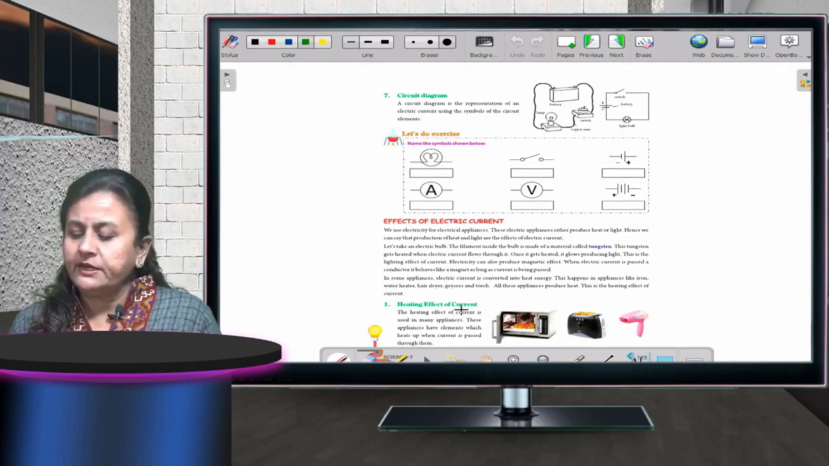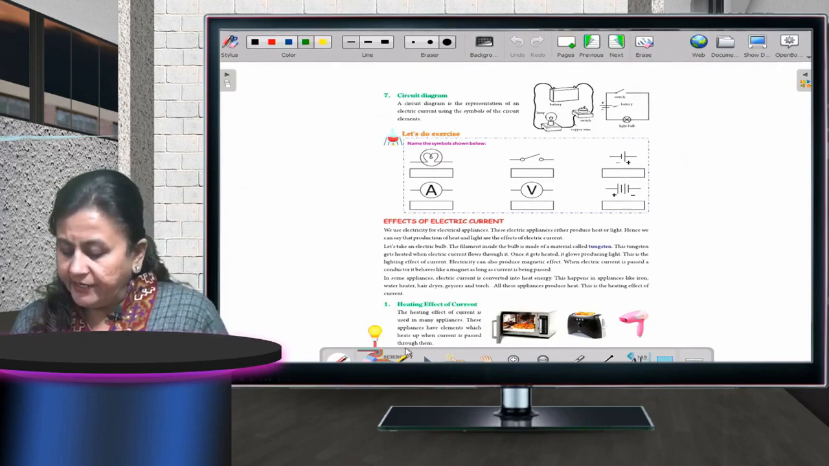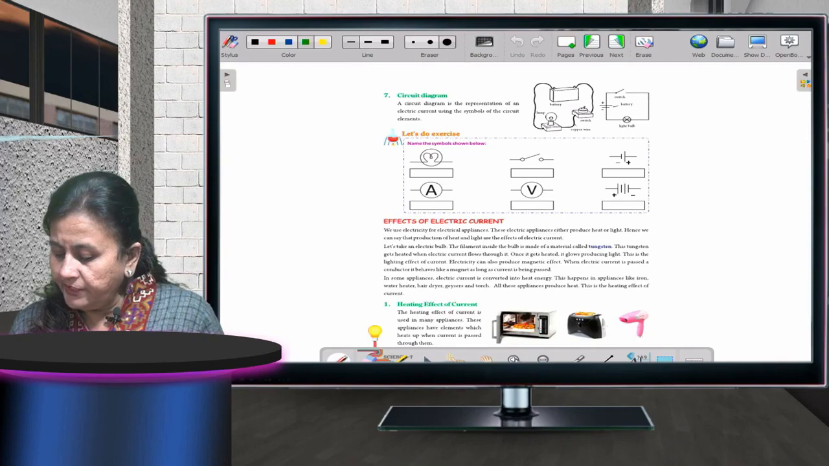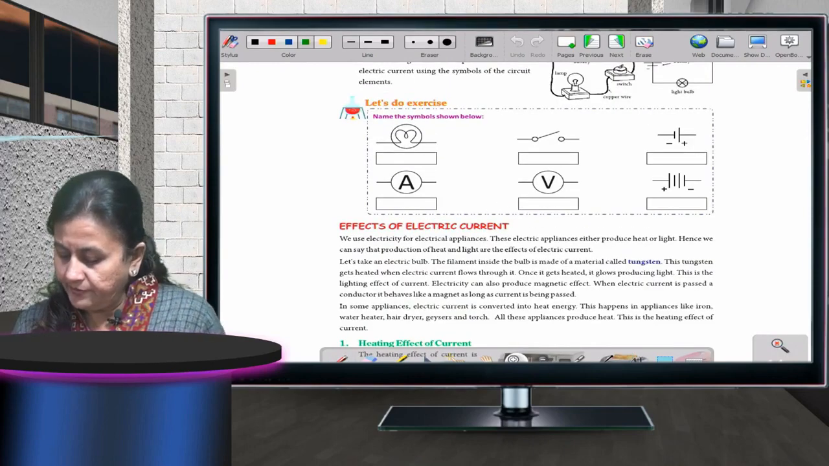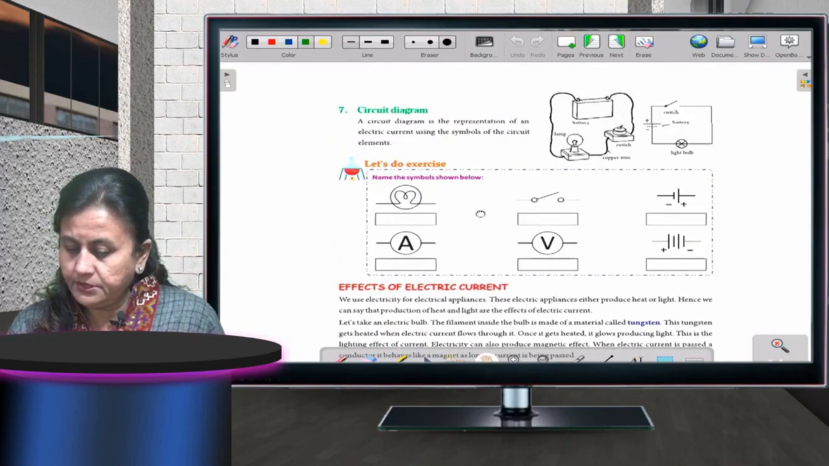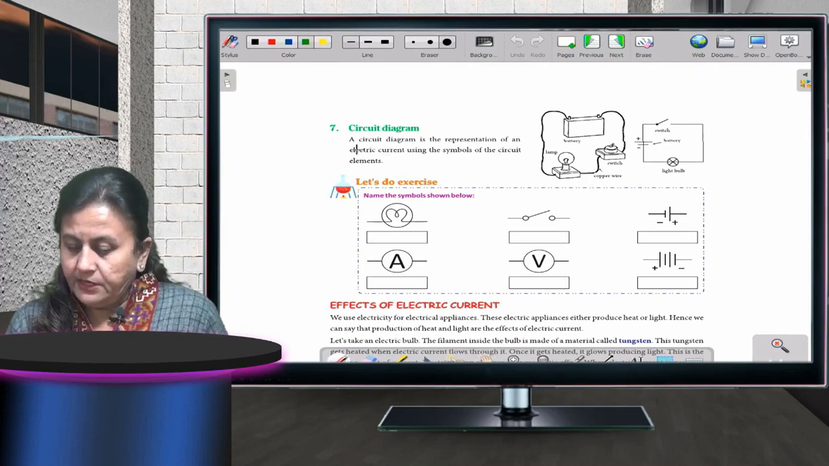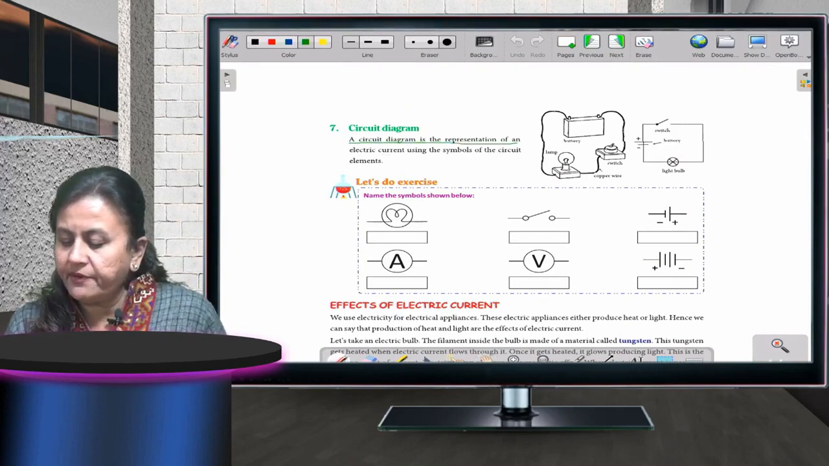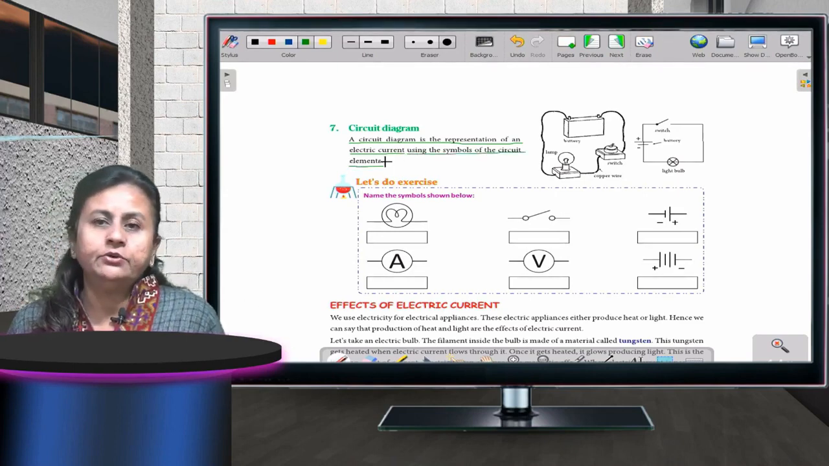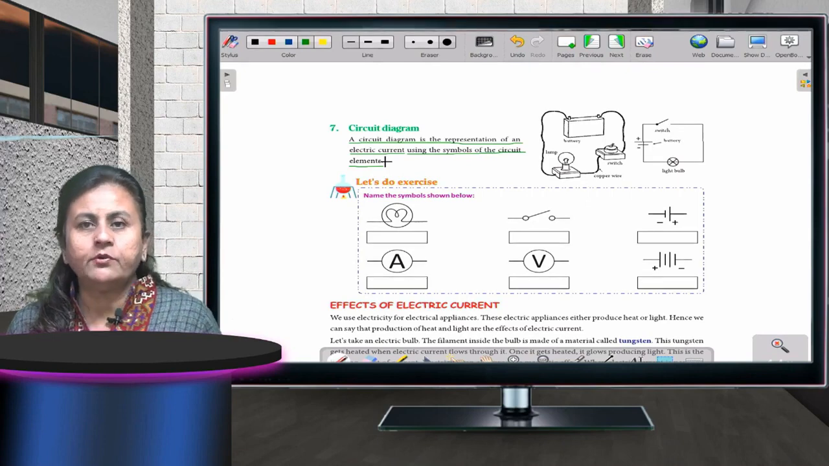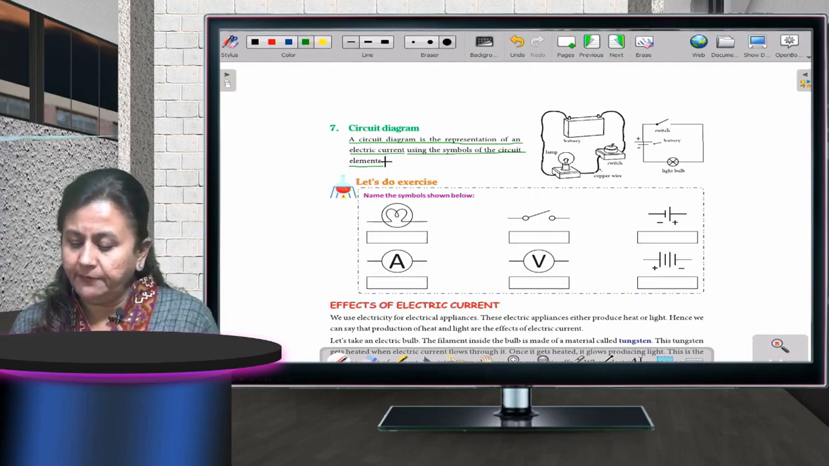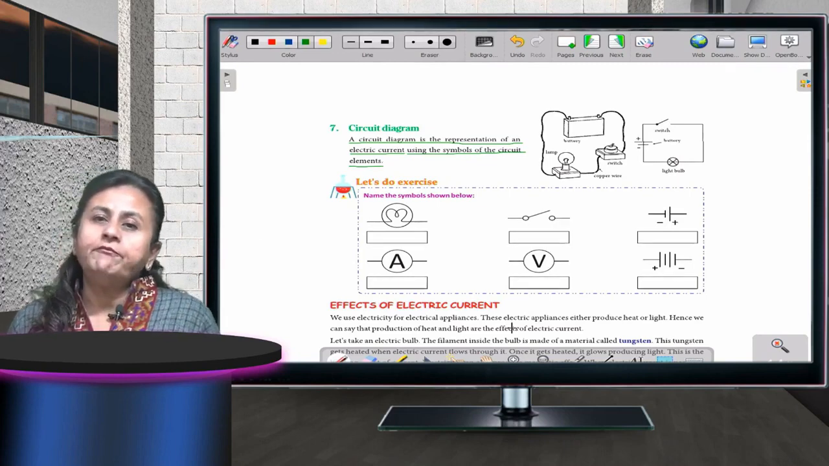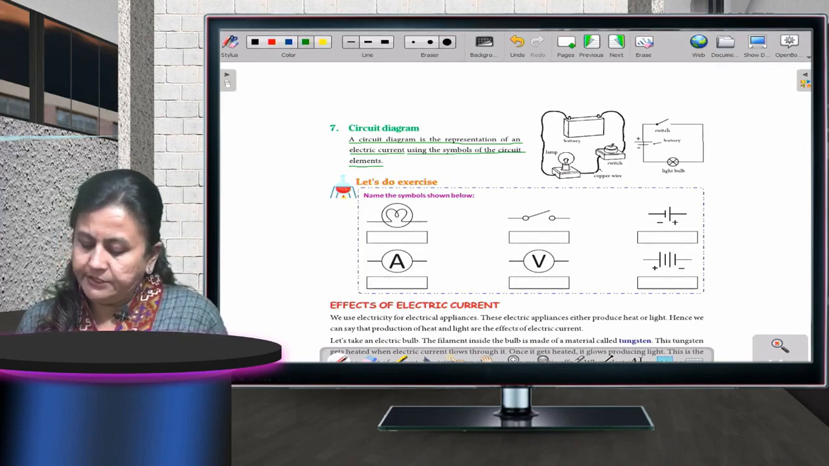So the next one is the circuit diagram. Can you all see on the screen? Okay, fine. A circuit diagram is a representation of an electric circuit using the symbols of the circuit elements. Just now I told you about the symbols, which we use when we are making the electric circuit. Okay, now what are the effects of electric current, children?